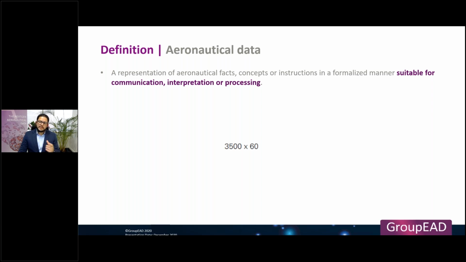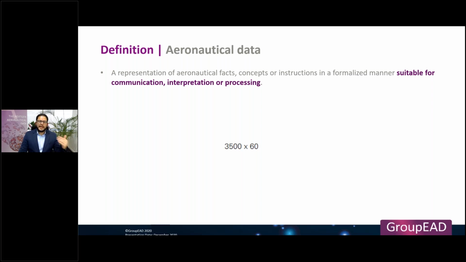Now we can read this 3,500 by 60. But then still it's a combination of data, which is not giving me a context. It's not giving me information yet. And we can say, well, this could be some dimensions, or this could even be a multiplication.